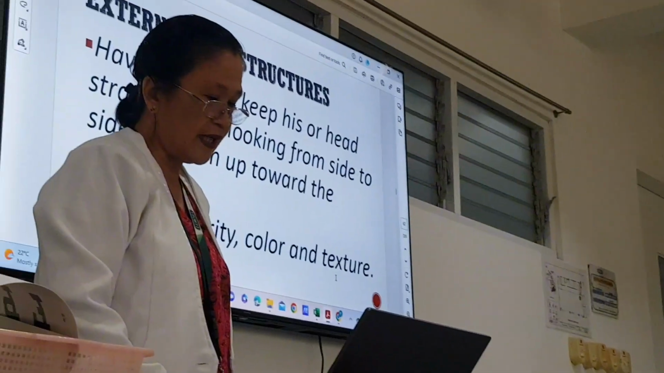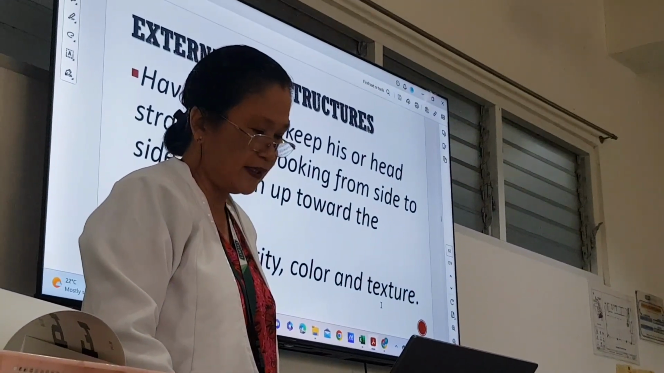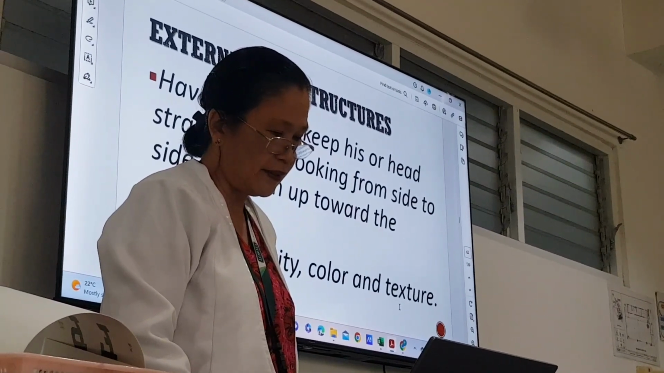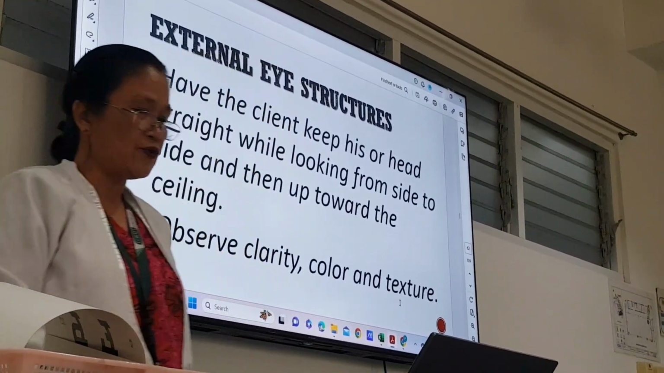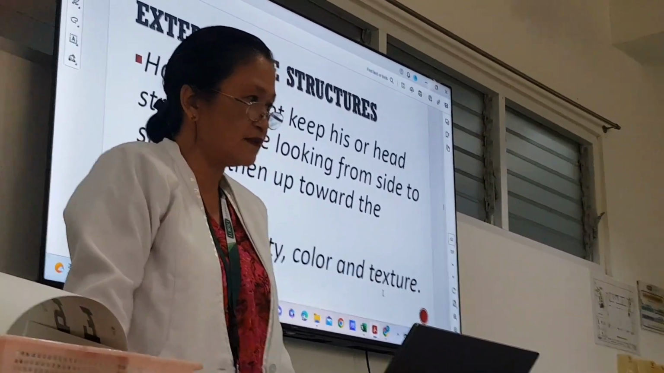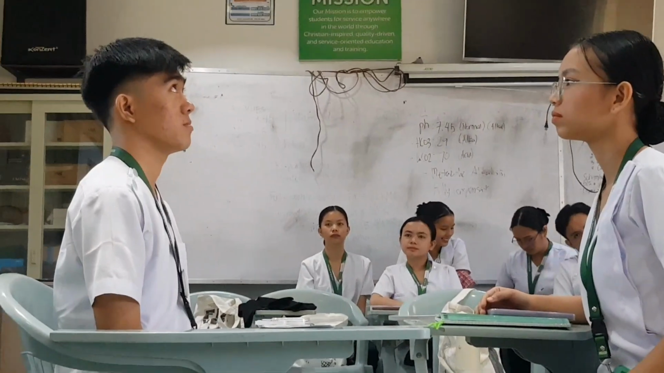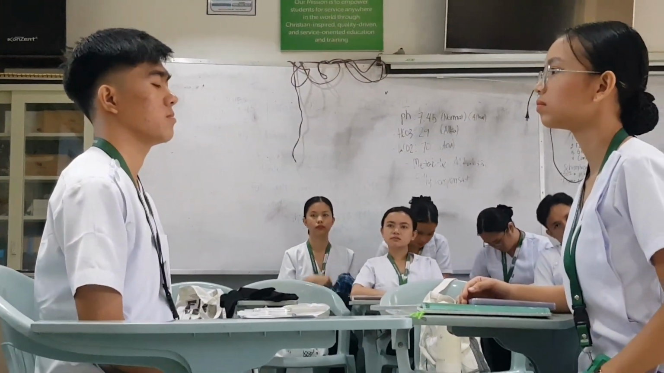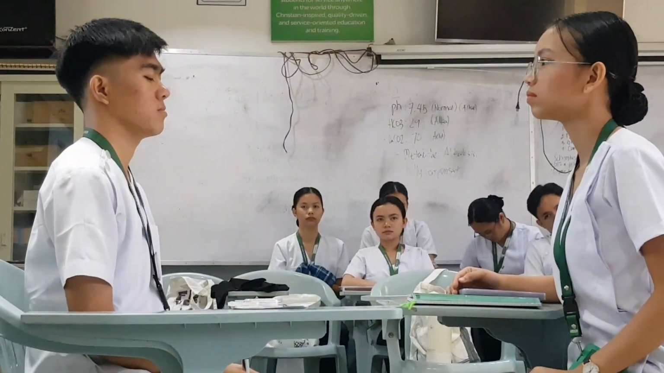Next. Okay, have the client keep his head straight while looking from side to side and then up toward the ceiling. Observe quality, color, and texture. So, head straight and then look up. Check the bulbar conjunctiva. Then, look down.